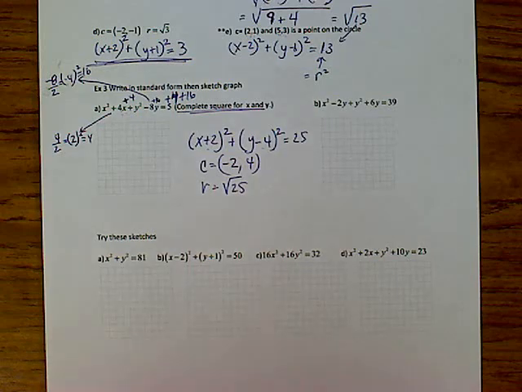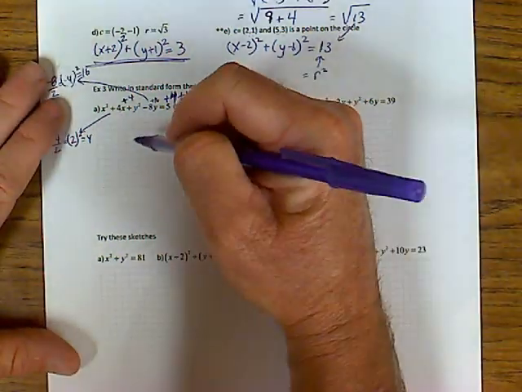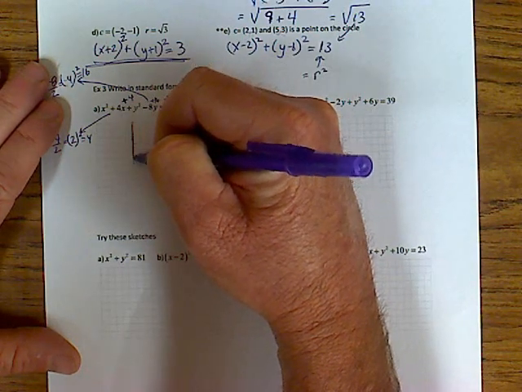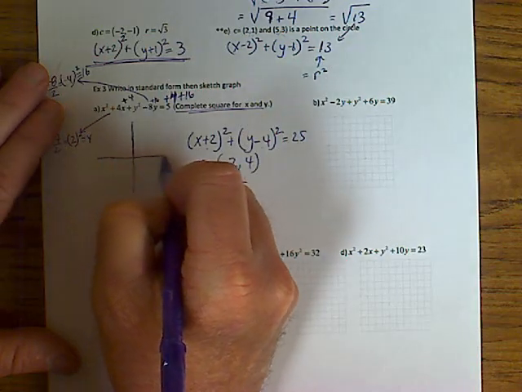Okay, the square root of 25 is 5 for your radius. You have to set up your own graphs here. I'm not doing all the work for you guys. You have to do some of it yourself. So set up your graph.